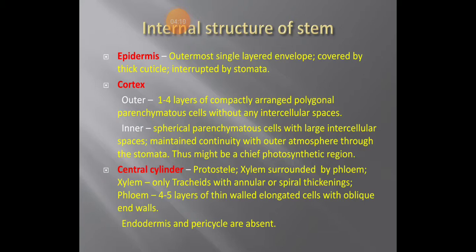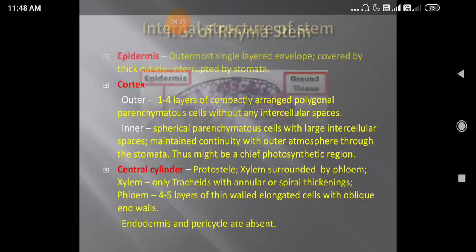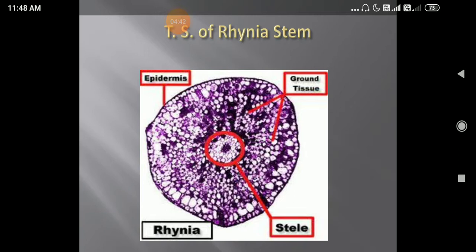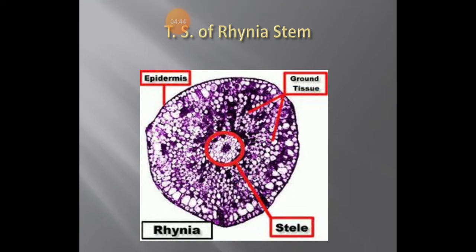The central cylinder is a protostele, because this is a primitive vascular plant. The xylem is surrounded by the phloem. The xylem consists of only tracheids with annular thickening, and the phloem has four to five layers of thin-walled elongated cells with oblique end walls. Endodermis and pericycle are absent in this type of stem. This is the structure of the TS of Rhynia stem.